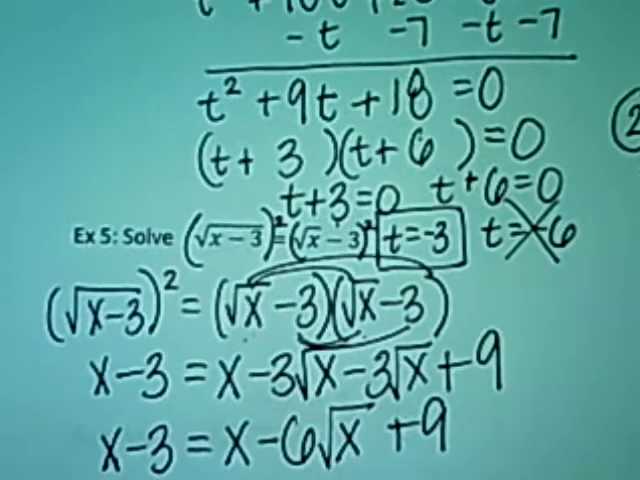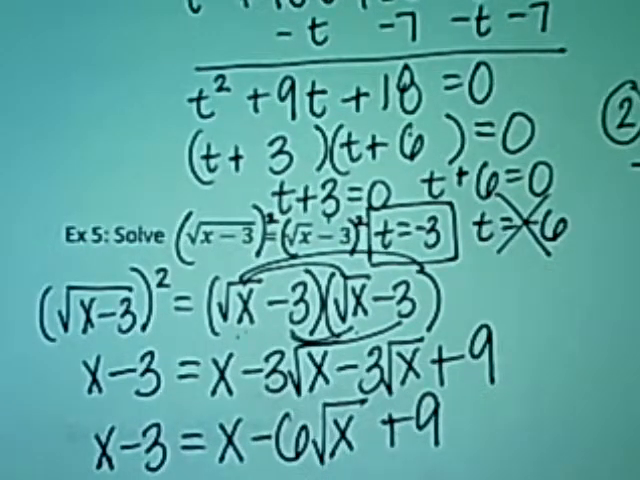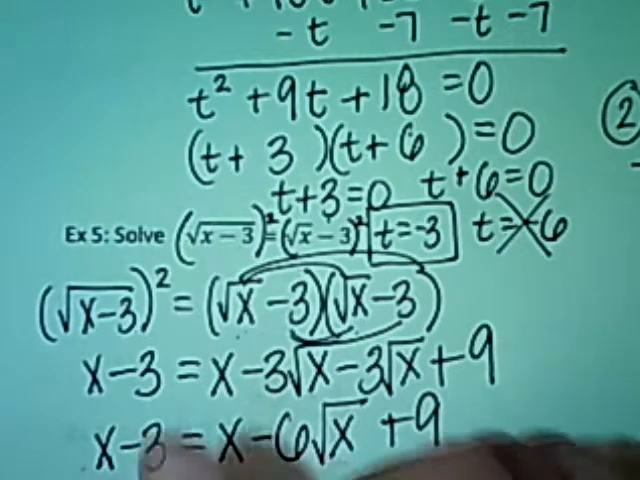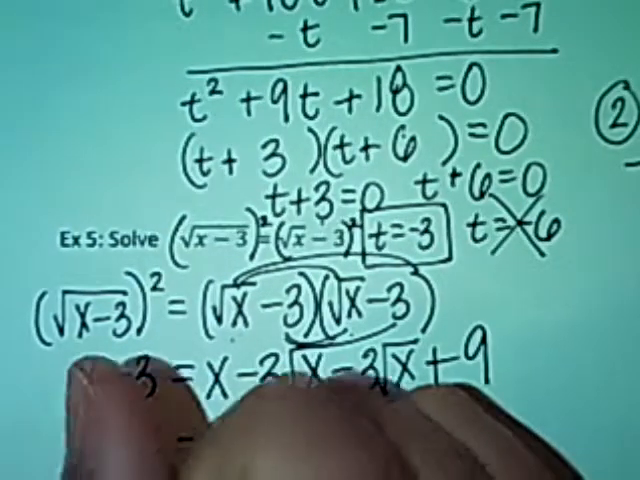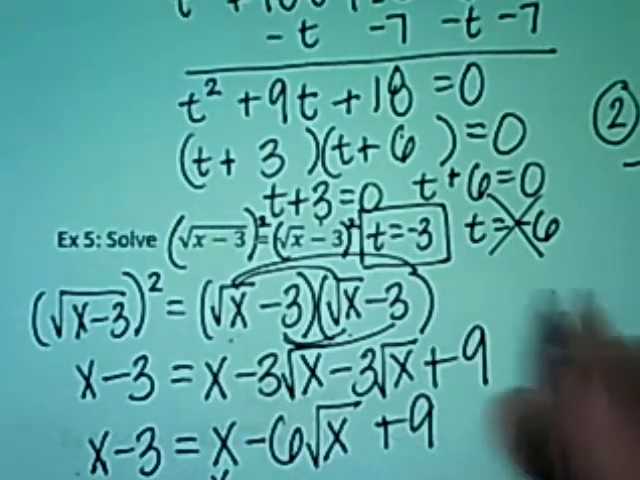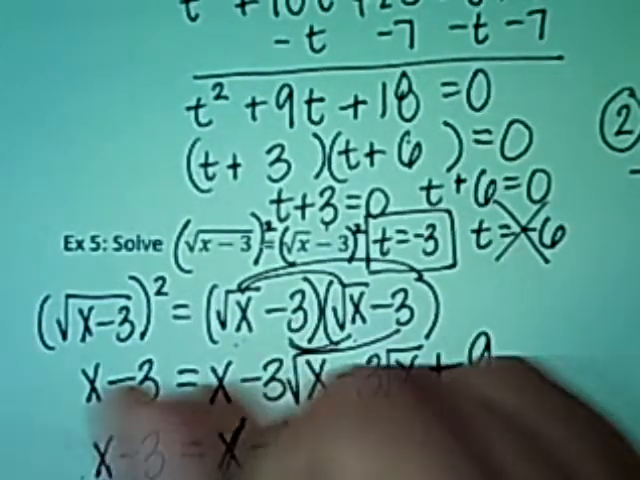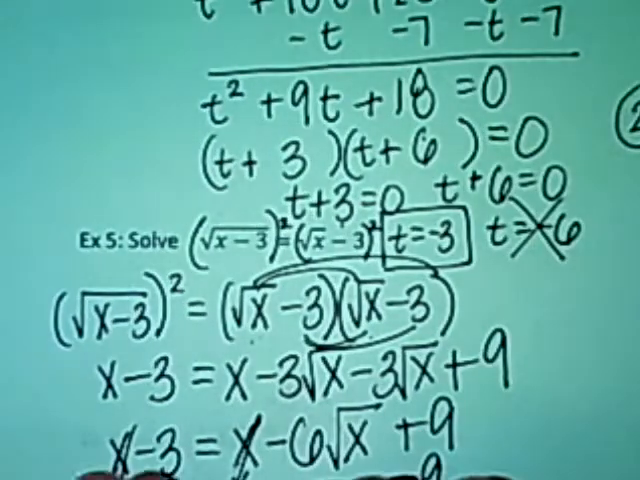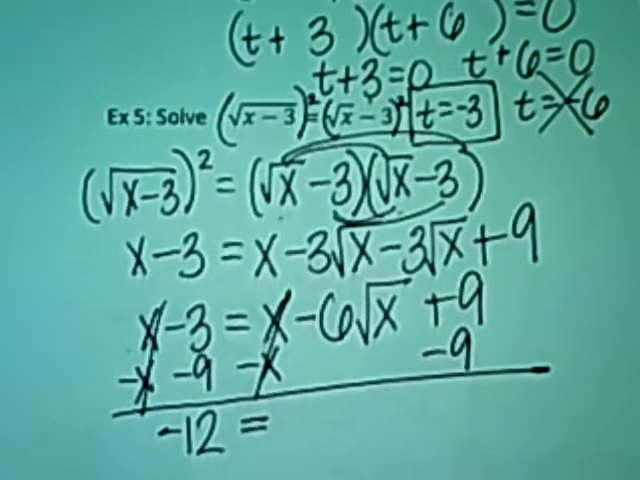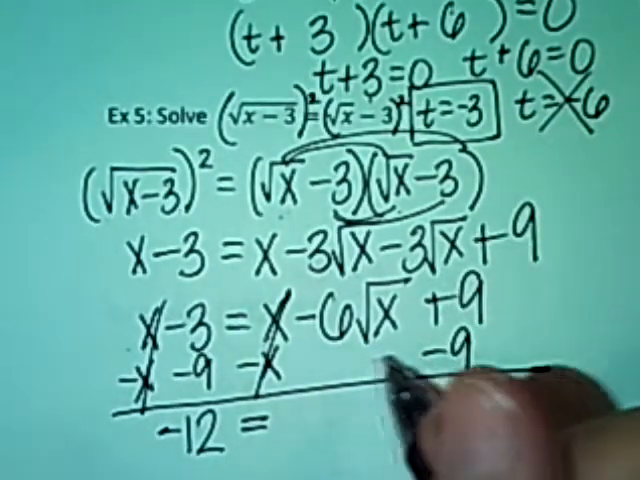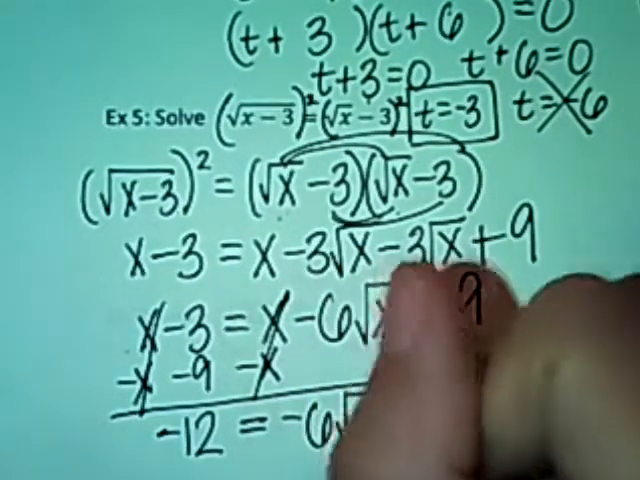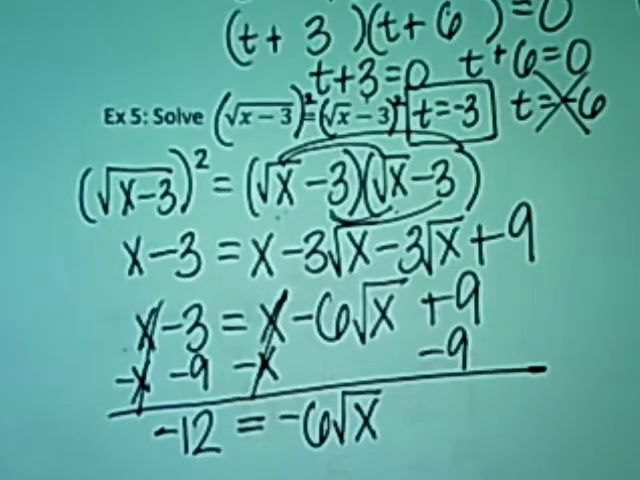And then from there, you want to figure out what x is. So get x by itself. So start combining some like terms. So I have an x and an x. So let's move that over. I can also bring this 9 over. So my x's are going to cancel here. This is going to be a minus 12. And then I'm going to have a negative 6 radical x. Those are gone over there.